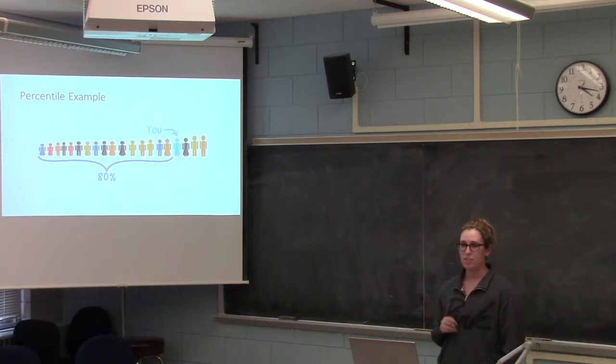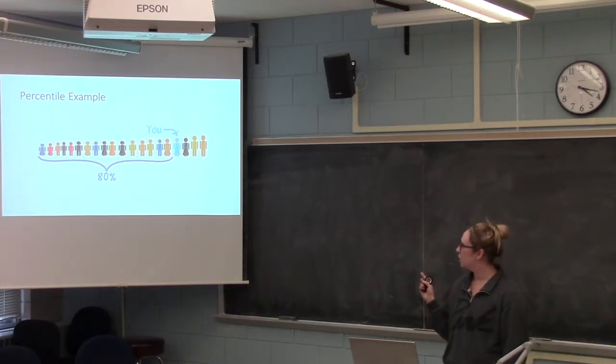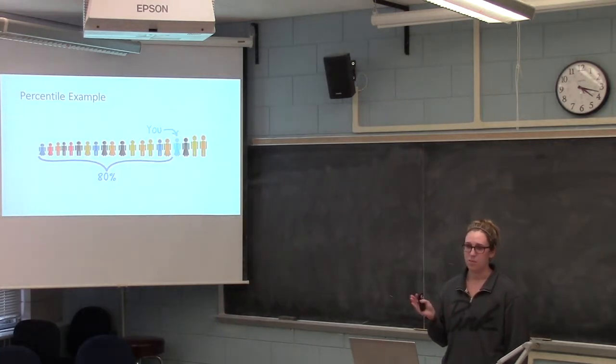25%. For example, say we have a classroom of 20 students, and we're just looking at their height. We order them from shortest to tallest, and say that you are the person in blue, point of view. You are in the 80th percentile in this circumstance.